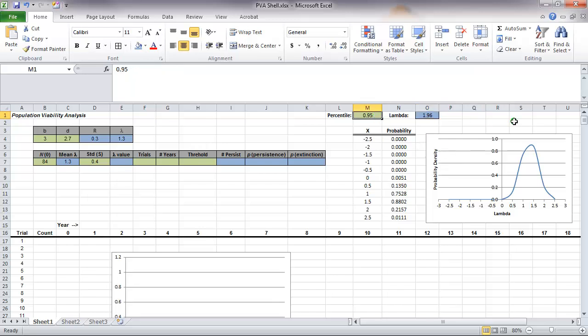Let's try another one, 0.5. When the percentile is 0.5, we're asking what value of lambda falls so that 50% of the curve is above it and 50% of the curve is below it. And we're back with our mean value, 1.3. That's because we're centered directly over 1.3. I encourage you to pause your video and play around with these percentiles. You can enter any number between 0 and 1, and 0 and 1 exactly might give you an error, but anything in between there will give you a lambda value.